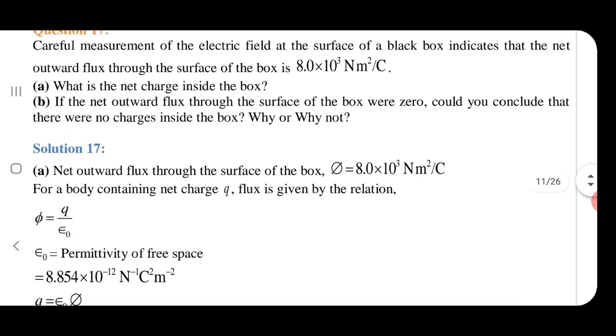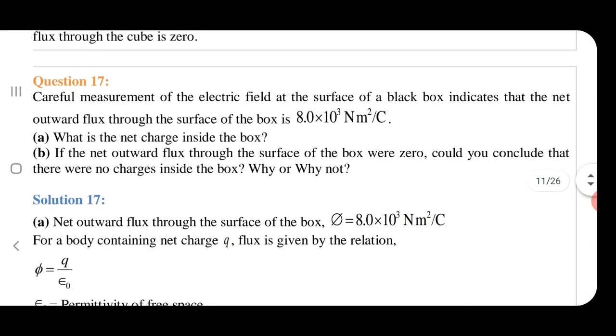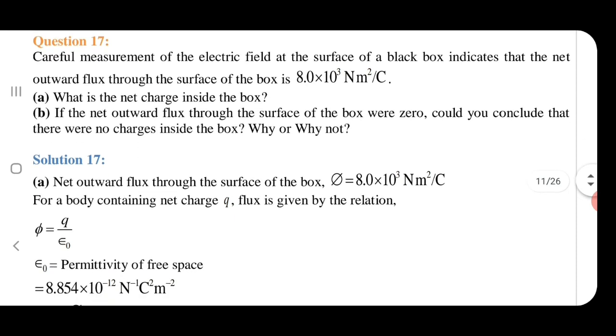Then what was the second question? If the net outward flux through the surface of the box were 0, can we conclude that there are no charges? So from this equation, phi is equal to q by epsilon 0, if phi equal to 0, we will get q is equal to 0. But that q is what? Total charge enclosed by the surface.